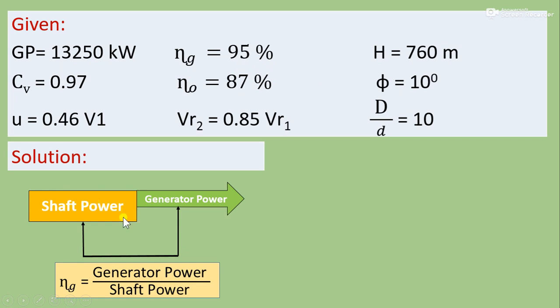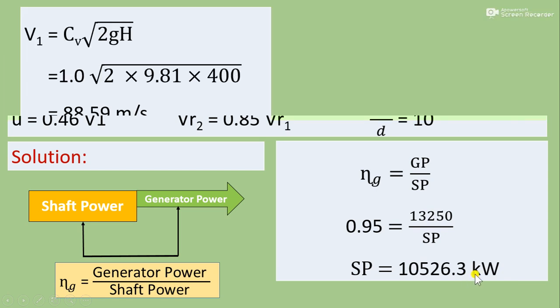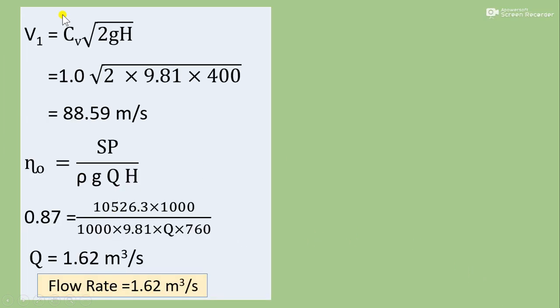Now see here, as the generator efficiency is given, we will discuss the concept of generator efficiency a little bit. Generator power is lesser than shaft power because some loss occurs. So generator efficiency is equal to generator power upon shaft power. In this formula, with generator efficiency and generator power in kilowatt, we get shaft power in kilowatt. So here we calculated shaft power, which we use in the further slide.